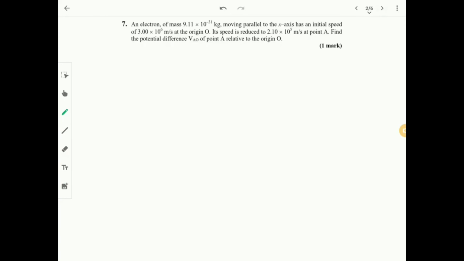Moving on to question 7 now. An electron of mass 9.11 times 10 to the minus 31 kilograms. One thing to note here, you might need to memorize this, because sometimes they might not give it. So just memorize the mass of an electron. Moving parallel to the x-axis, it has an initial speed of 3 times 10 to the power of 6 meters per second at the origin O. Its speed is reduced to 2.1 times 10 to the 5 at point A. Find the potential difference VAO of point A relative to origin O. I'll give you a few seconds to solve.